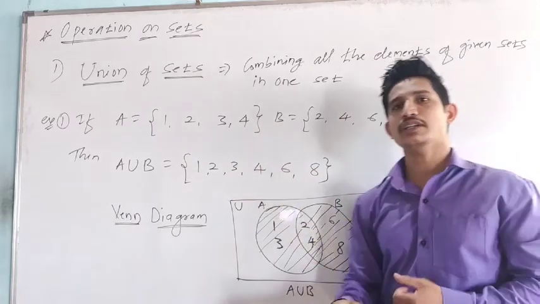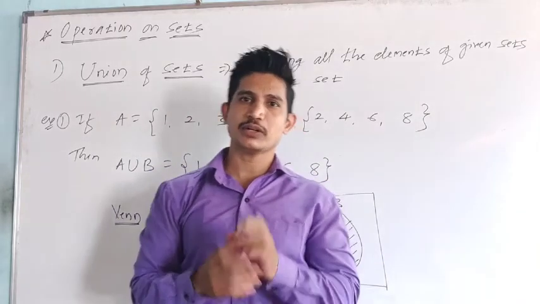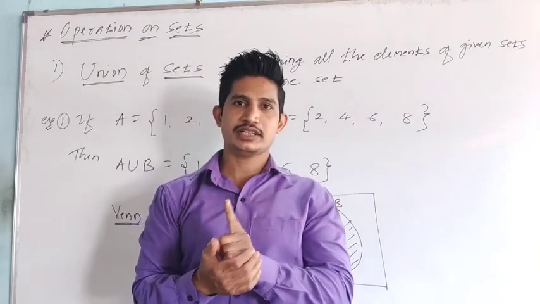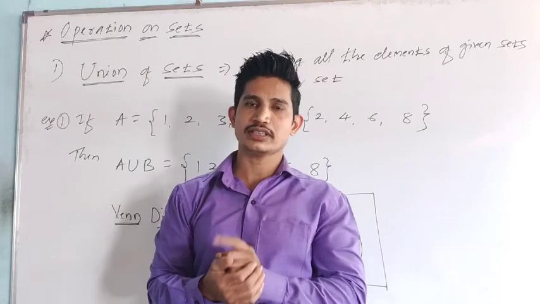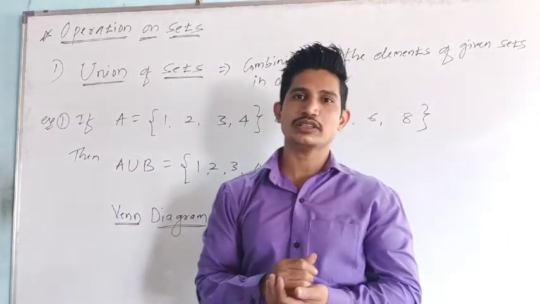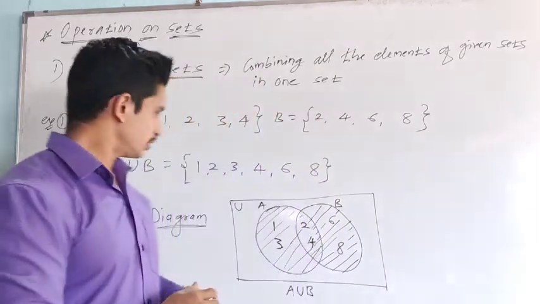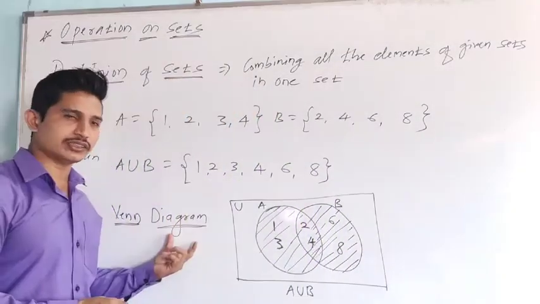Okay, that is called what here? Union of sets. Writing all the elements from the given sets in one set is called the union of sets. Now, next comes what here? If the union of sets is given, how to draw their Venn diagram? So see here how to draw a Venn diagram.